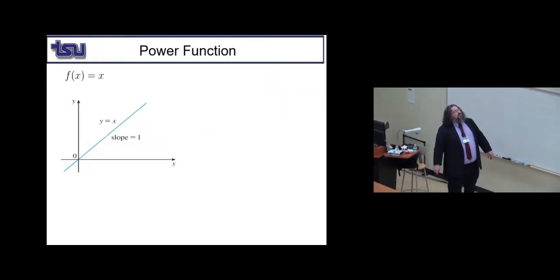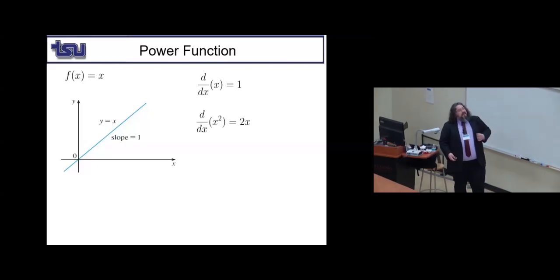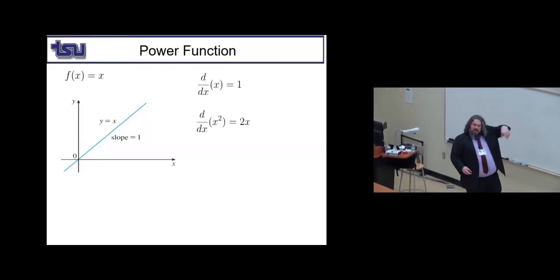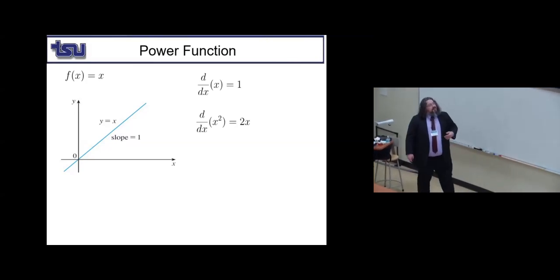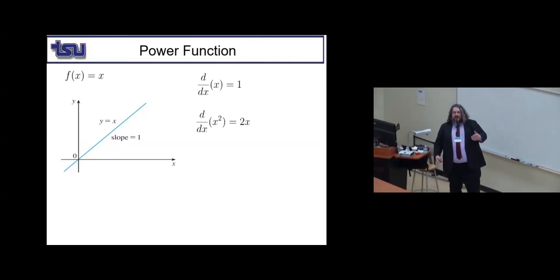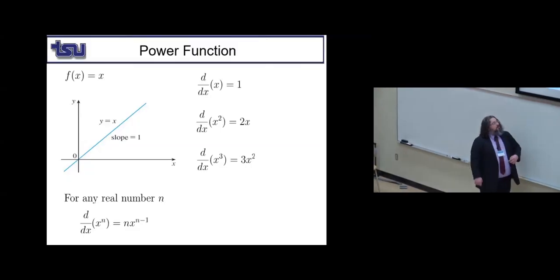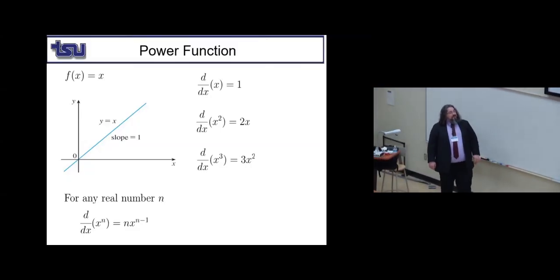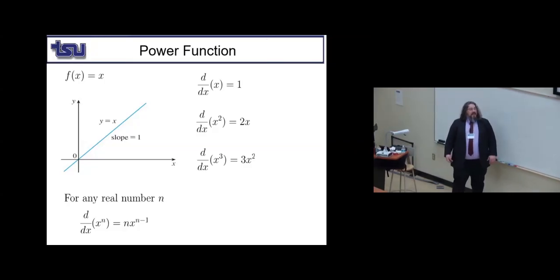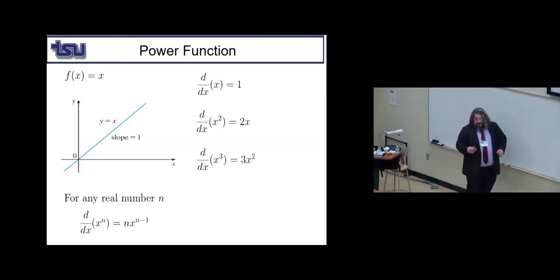If I've got a power function like x to the first power, that has a slope of 1. It turns out that when you apply the limit formula, apply some rules to compute limits, the derivative of the x squared function is 2x. The derivative of the x cubed function is 3x squared. And we see a pattern arising here. And in fact, for any real number n, the derivative of x to the nth power is n times x to the n minus 1.